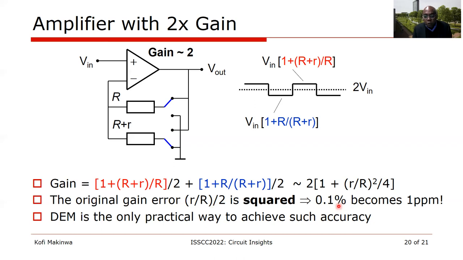So if you had resistors with a tolerance, a mismatch of 0.1%, this process of dynamic element matching will improve this to 1 ppm. Wow. So that's 20 bits. And dem is really the only practical way to achieve these kinds of accuracies.